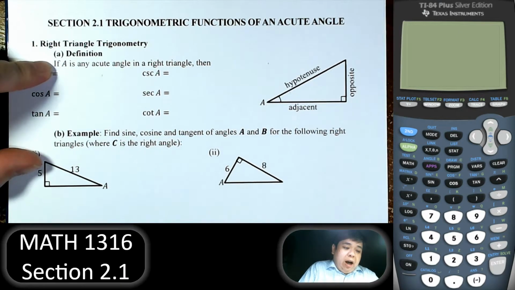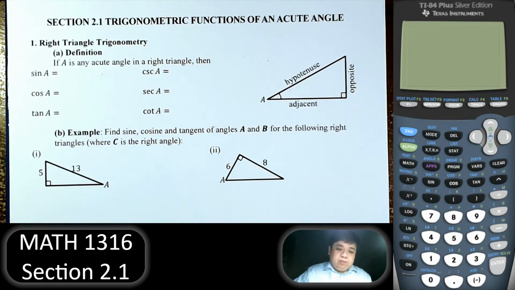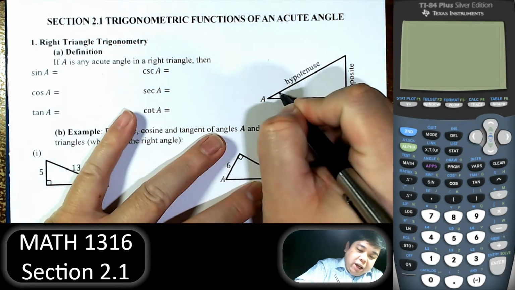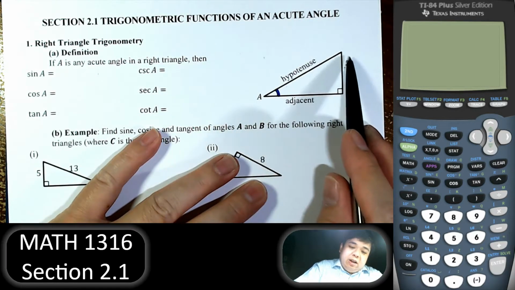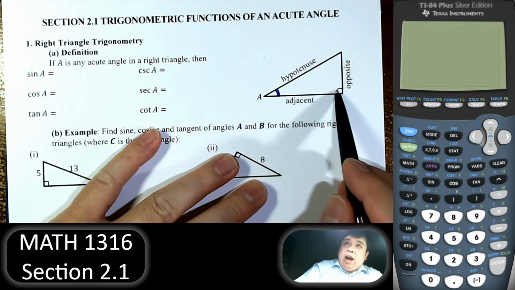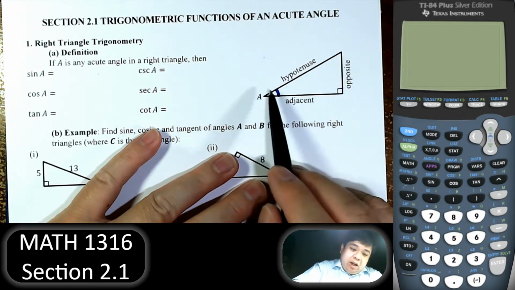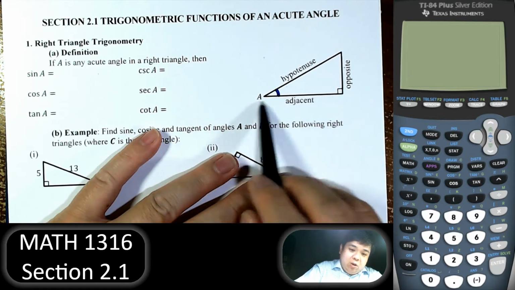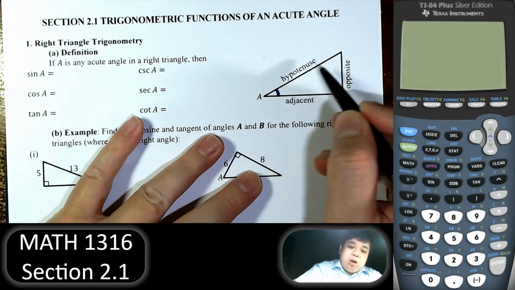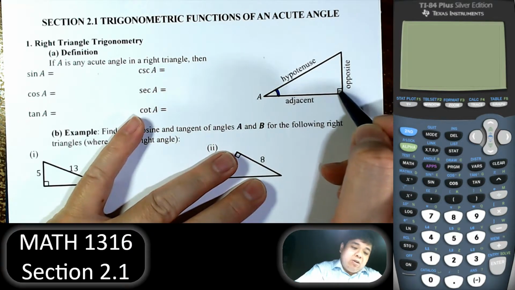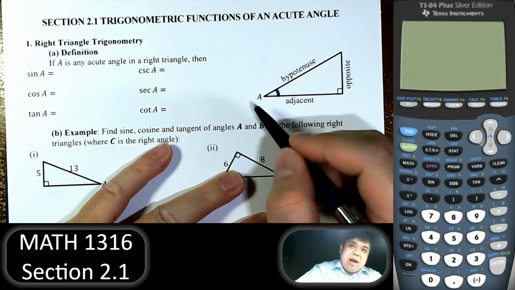If A is an acute angle in the right triangle, so we have an angle A here, then we have a right angle here. Opposite to that angle is called the opposite. Adjacent to the angle is called the adjacent. The hypotenuse is the longest side, which is opposite to the right angle. So opposite, adjacent, and hypotenuse.